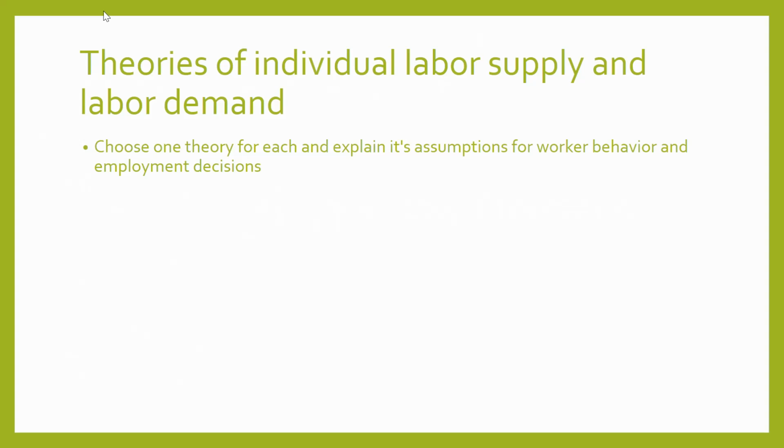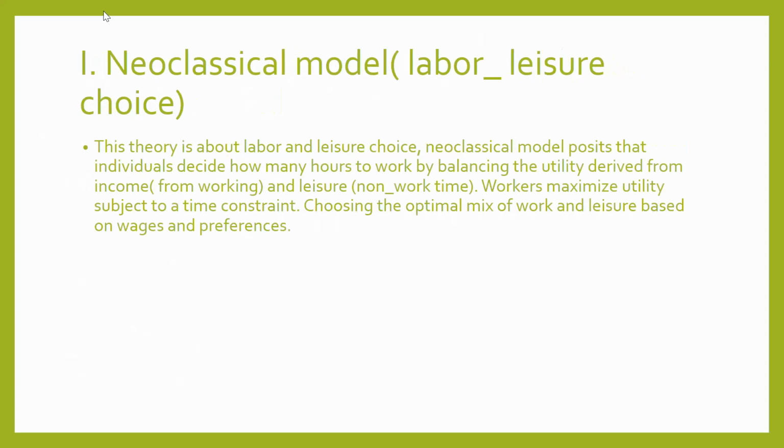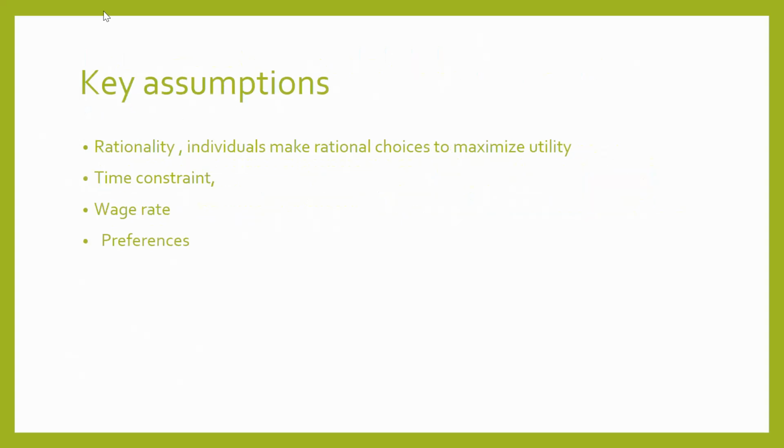We are having theories of individual labor supply and labor demand. Then we are meant to choose one theory for each and explain its assumptions for worker behavior and employment decisions. Then we began with a neoclassical model, which is the labor-leisure choice, a theory about labor and leisure choice. The neoclassical model posits that individuals decide how many hours to work by balancing the utility derived from income, which is from working, and leisure, which is the non-work time, where workers maximize utility subject to a time constraint, choosing an optimal mix of work and leisure based on wages and preferences.